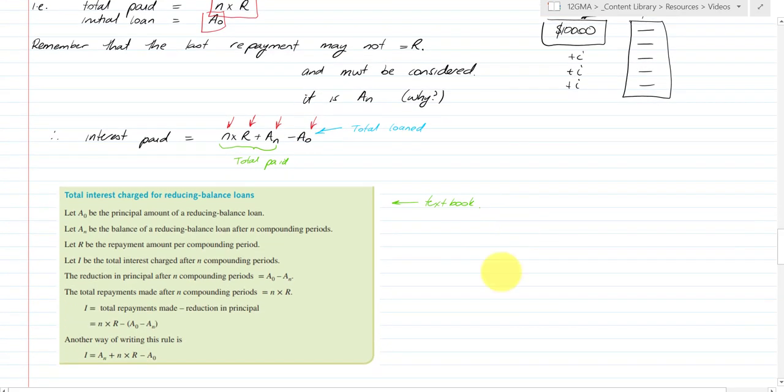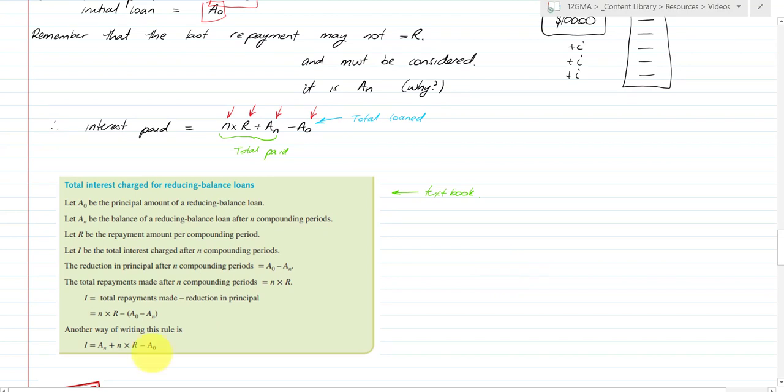And here is what it looks like in the textbook, quite similar. They take away the last payment from the initial amount first, and then they do that from N times R, or they do the formula we've just talked about. So there's a few different ways you can do it, depending on the information you've got and how you're more comfortable doing it.